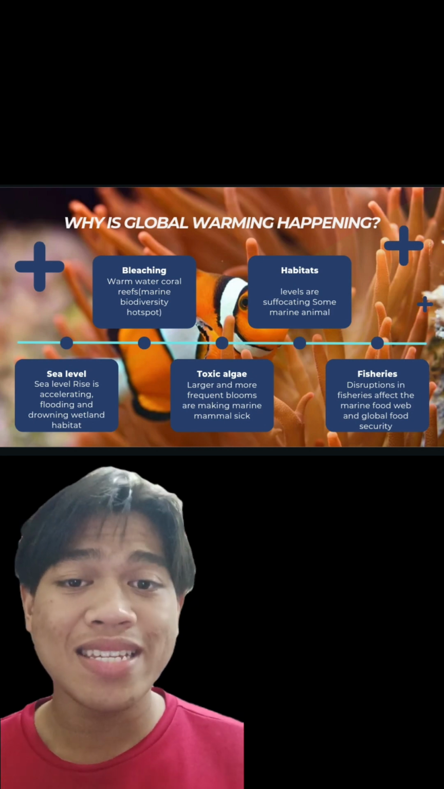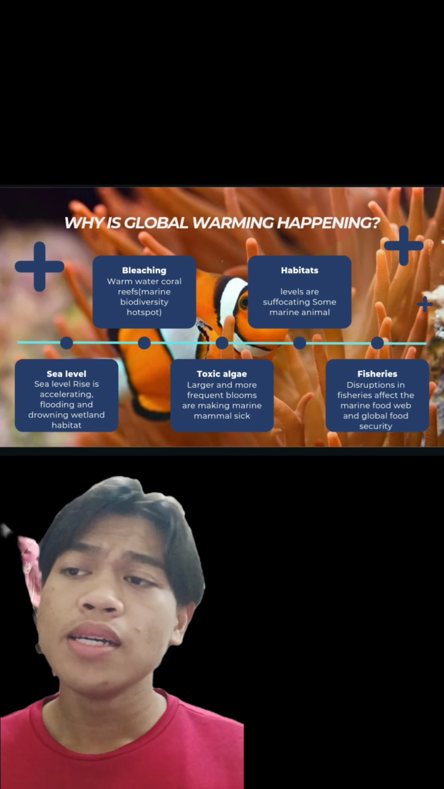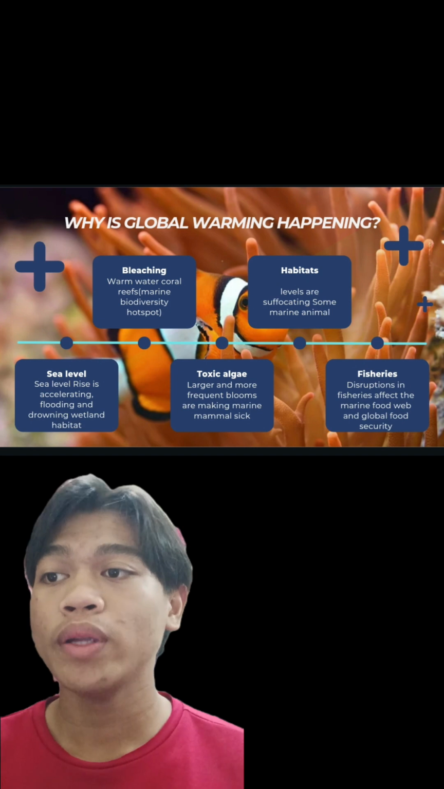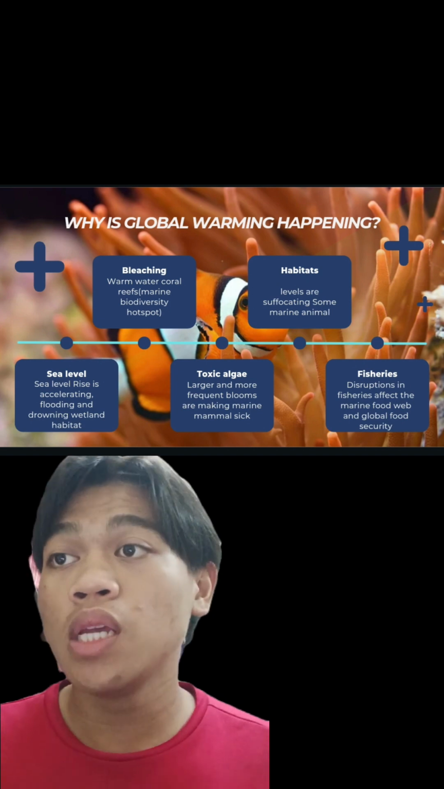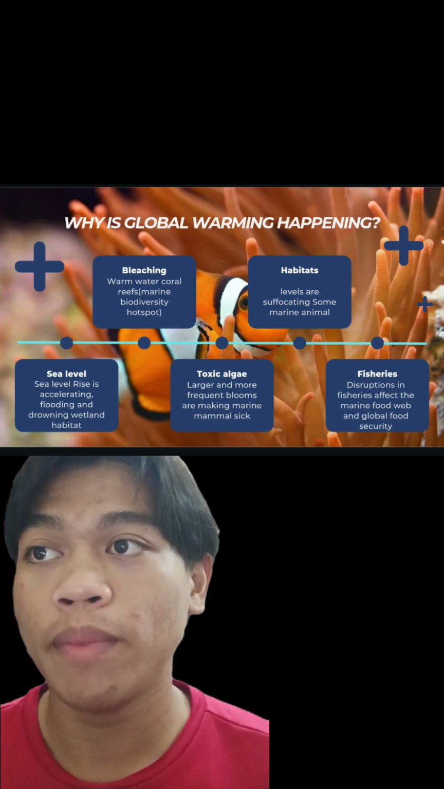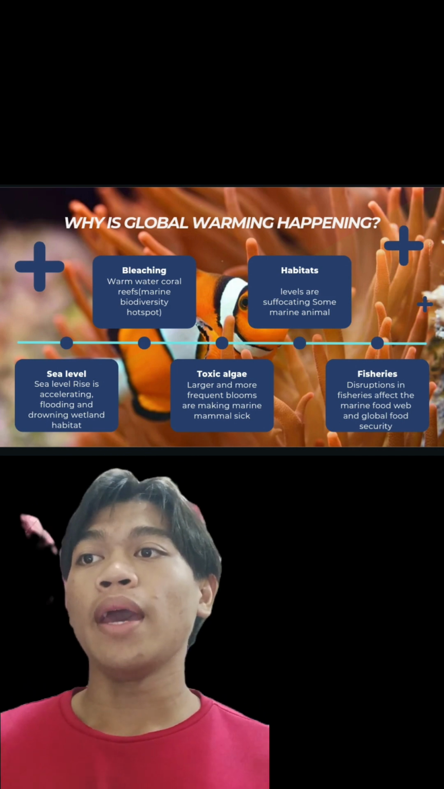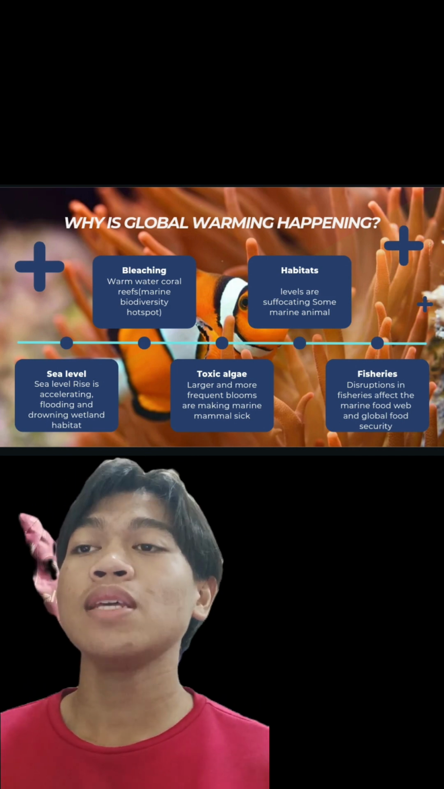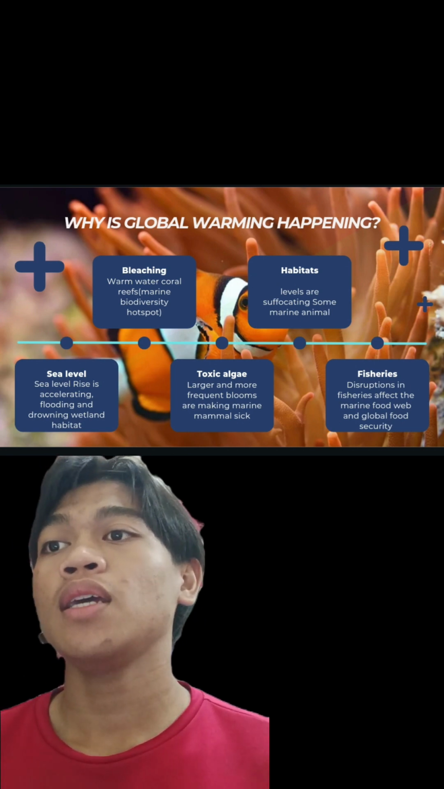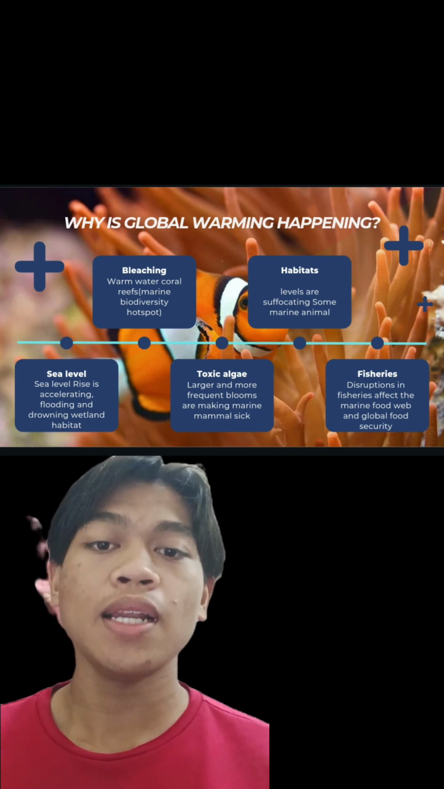After that, why is global warming happening? Number 1, sea level. Sea level rise is accelerating flooding and drowning wetland habitat. Sea level rise is caused primarily by two factors related to global warming: the added water from melting ice sheets and glaciers, and the expansion of seawater as it warms. The first graph tracks the change in global sea level since 1993 as observed by satellite.